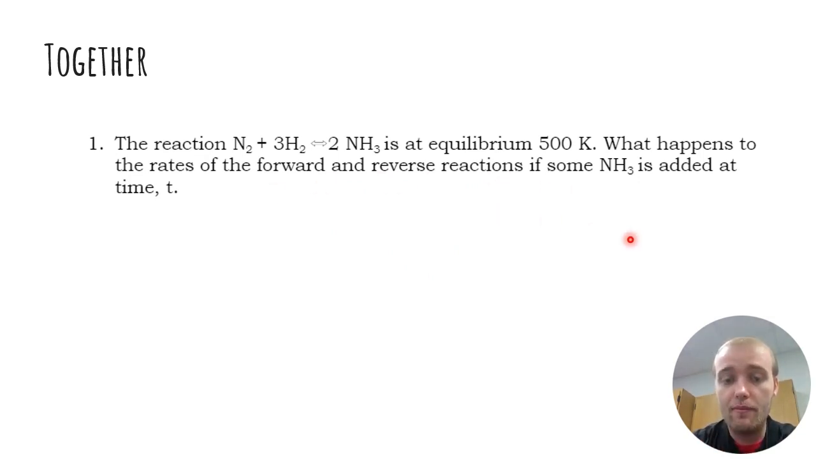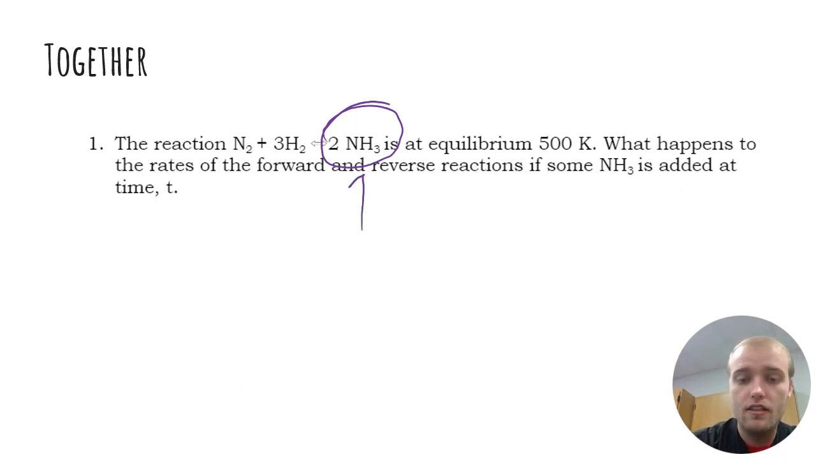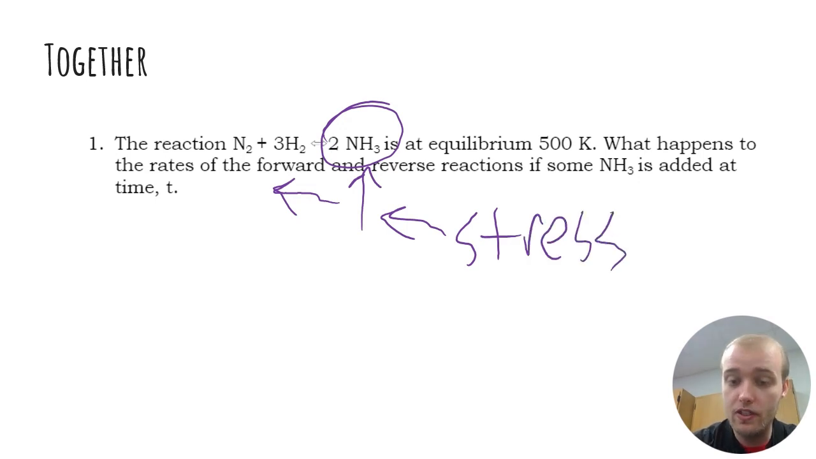Well, what happens to the rates of the forward and reverse reactions? Well, we just added more NH3, right? So we added more of this guy, okay? Well, if you add more NH3, the equilibrium is going to shift this direction. This right here is the stress. That's the stress that we just put on it. We increased NH3. So we're going to go that direction, okay?